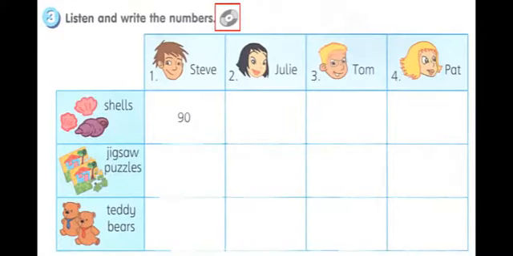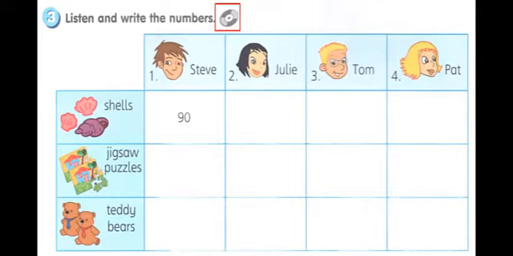Activity 3. Listen and write the numbers. 1. How many shells have you got, Steve? I have got 90 shells. 90 shells? Wow! Have you got any jigsaw puzzles? Yes, I have. I have got 20 jigsaw puzzles. What about teddy bears? I have got 60 teddy bears, I think. Yes, 60 teddy bears.